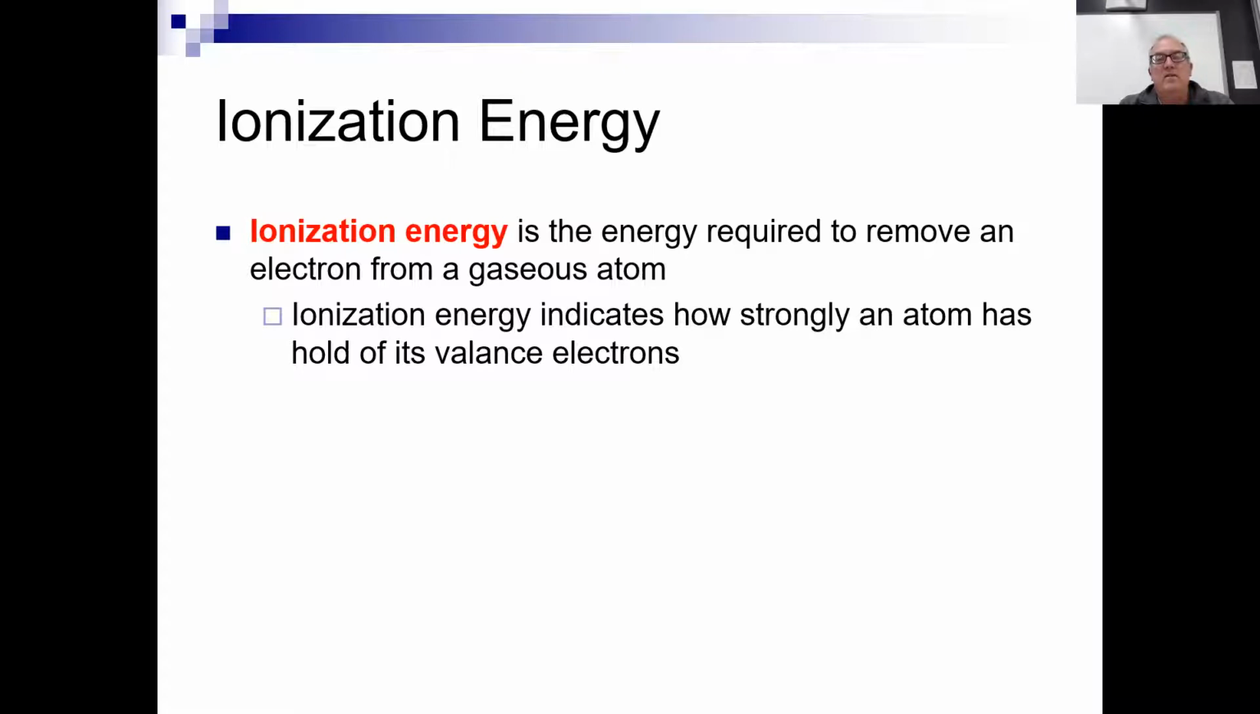So ionization energy indicates how strongly an atom has hold of its valence electrons. It should make sense that the smaller the radius, the more pull those protons have on it, and it's going to require more energy to steal them away.